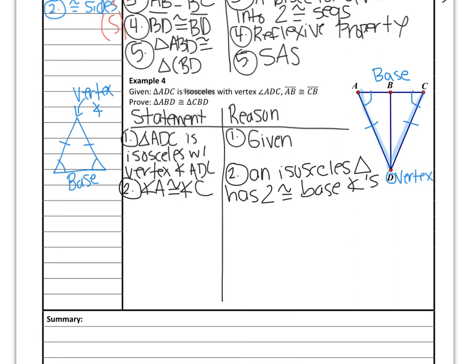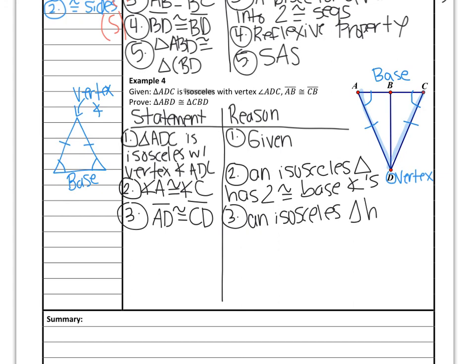Okay. Now we can also state that since they told us it's isosceles and that there's the vertex angle there, that AD is congruent to CD. And we can also say that an isosceles triangle has two congruent, and they're not called the base, they're called the two congruent legs. Okay? All right, so we have one more given left.